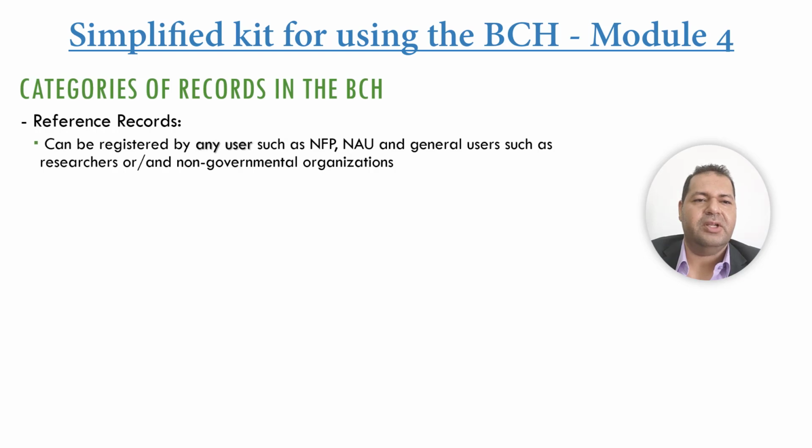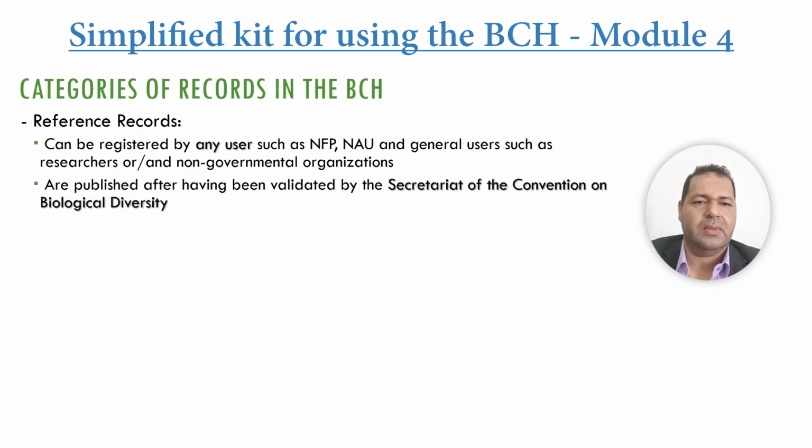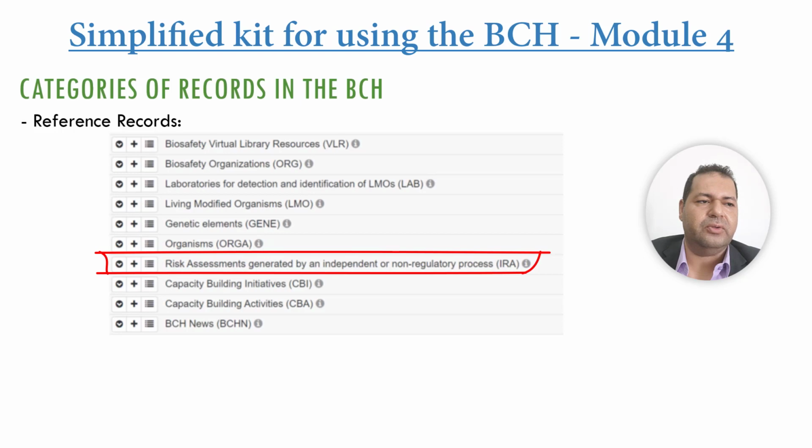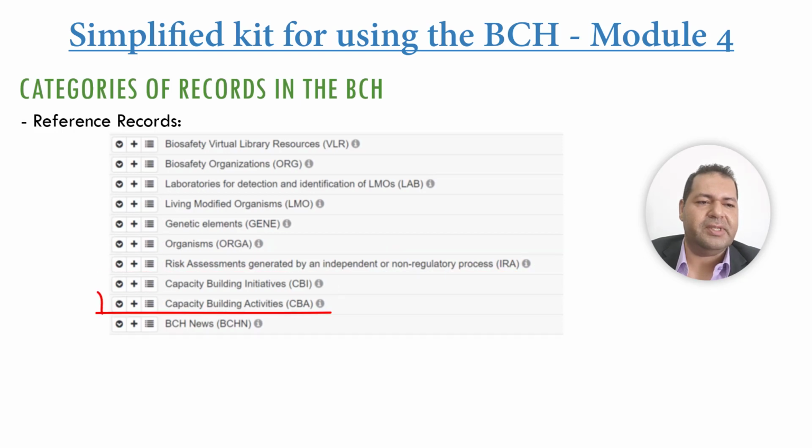A reference record can be registered by any user such as a National Focal Point, National Authorized User, and General User, such as a researcher or non-governmental organization. Reference records are published after being validated by the Secretariat of the Convention on Biological Diversity. Reference records include Biosafety Virtual Library Resource Record, Biosafety Organization Record, Laboratory for Detection and Identification of Living Modified Organism Record, Living Modified Organism Record, Genetic Element Records, Organism Record, Risk Assessment generated by an independent or non-regulatory process record, Capacity Building Initiative Record, Capacity Building Activities Record, and BCH News Record.